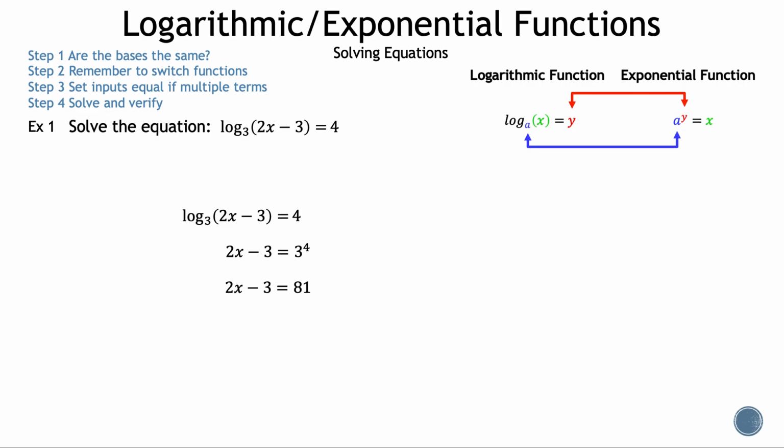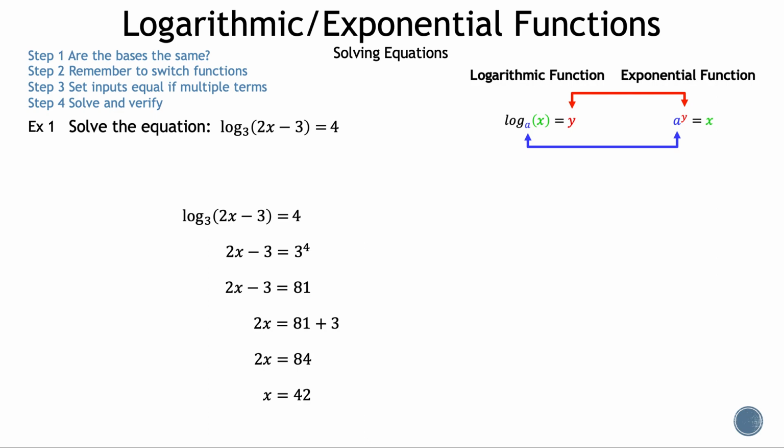Let's multiply. So 3 to the 4 becomes 81. So now we have 2x minus 3 is equal to 81. Let's add 3 to both sides, and 81 plus 3 is 84. So now we have 2x is equal to 84. Let's divide both sides by 2, and our result is x is equal to 42.